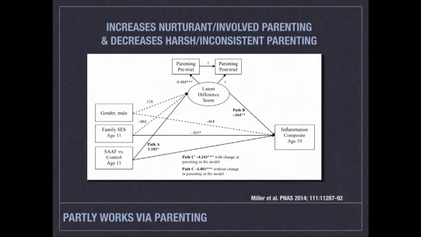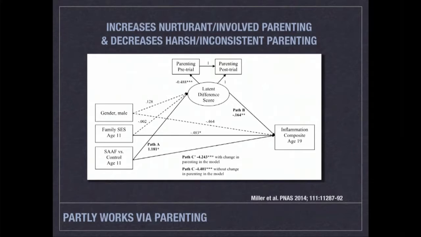Now, parenting doesn't explain all of that association. There's clearly changes in the children themselves and in other relevant pathways. But I think a take-home point here that's important is that an intervention during this transition into adolescence is associated with reductions in inflammatory cytokines quite a ways later.